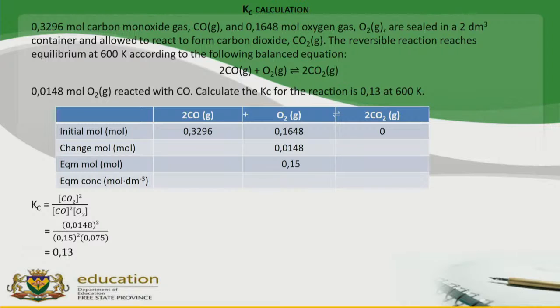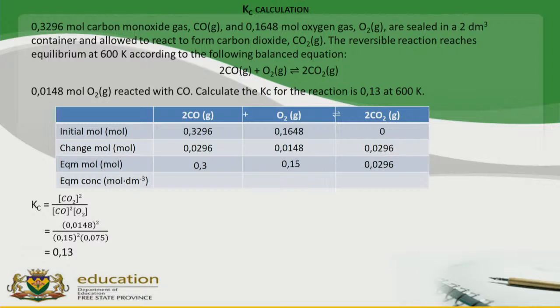Now to get the moles of the other two, you will use the balanced equation. You can see that 1 mole of oxygen reacts with 2 moles of carbon monoxide, meaning moles of carbon monoxide is twice the moles of oxygen. Therefore, since you had 0.0148 moles of oxygen, twice of it will be the one of carbon monoxide, and also twice of it will be the one of carbon dioxide. Therefore, you get those moles. Then you remember carbon monoxide is a reactant, you minus, and then carbon dioxide is the product, it will give you the same number.